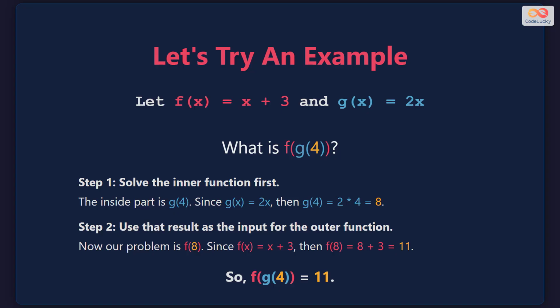Now we take that result, 8, and use it as the input for our outer function, f. Our problem becomes f of 8. Since f of x is x plus 3, f of 8 is 8 plus 3, which equals 11. So f of g of 4 is 11.